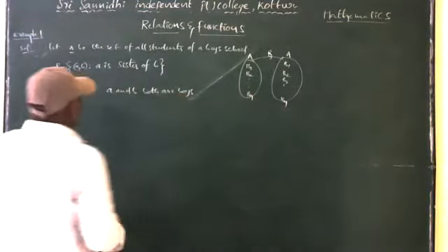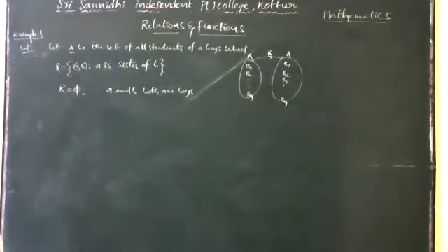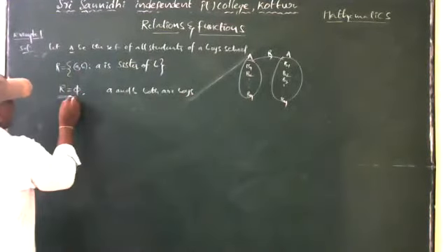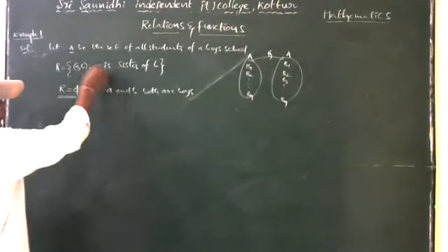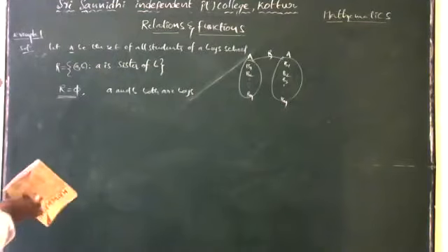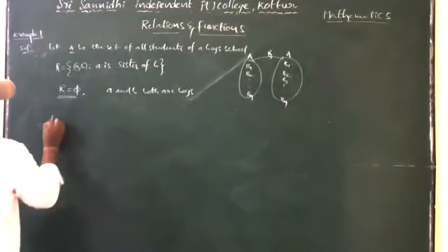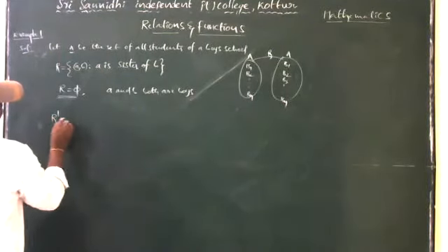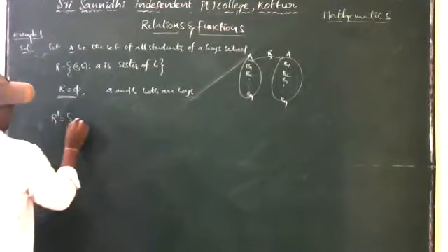That's why A is not a sister of B. So this is our null set. This is one example of the empty relation. Similarly, for the universal relation, the given condition: R dash is equal to (A, B).